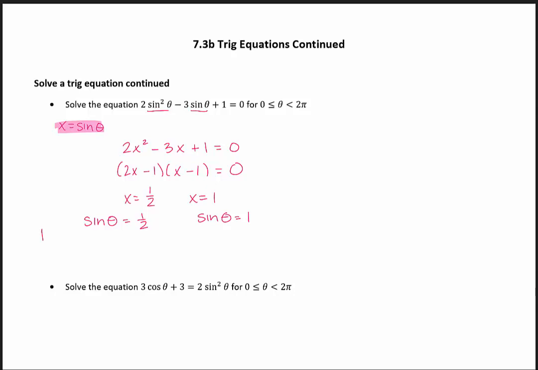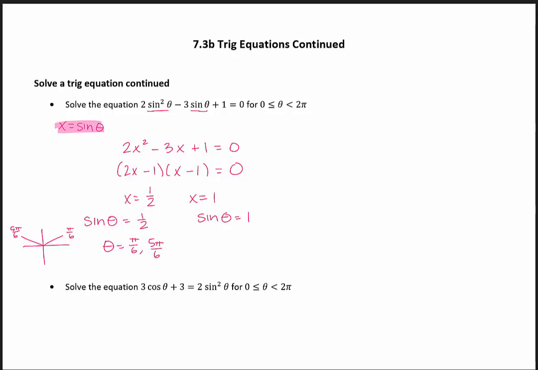So sine is equal to 1/2. I know that it's equal to, over here in this quadrant and in this quadrant, so this one's at pi over 6, this one's at 5 pi over 6. So in this case, theta is going to equal pi over 6 and 5 pi over 6. So I already have 2 just for this one part.